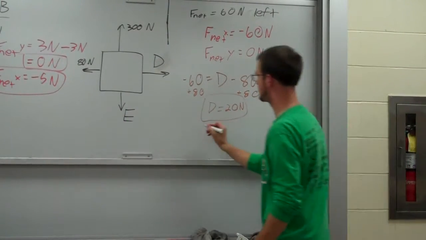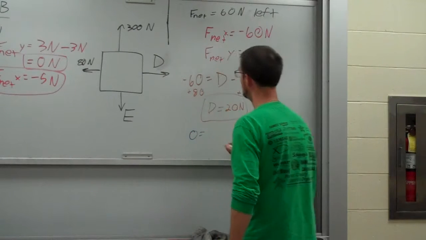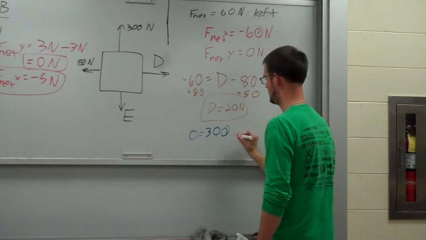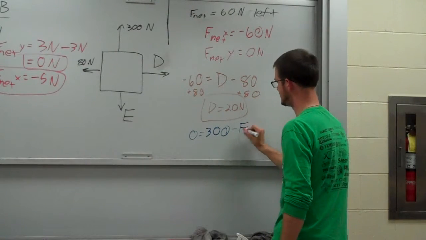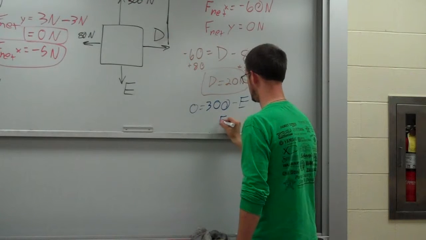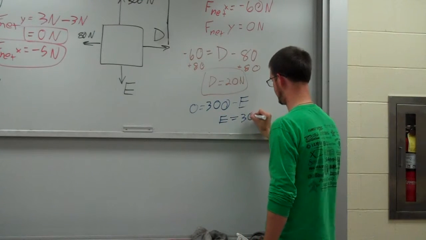The net force in the y direction is 0. Okay, the force up is 300. Minus the force down, which is E. Add E to the other side, you get E is 300 newtons.